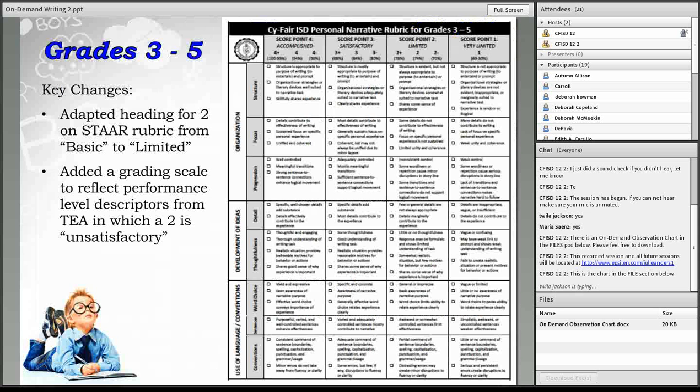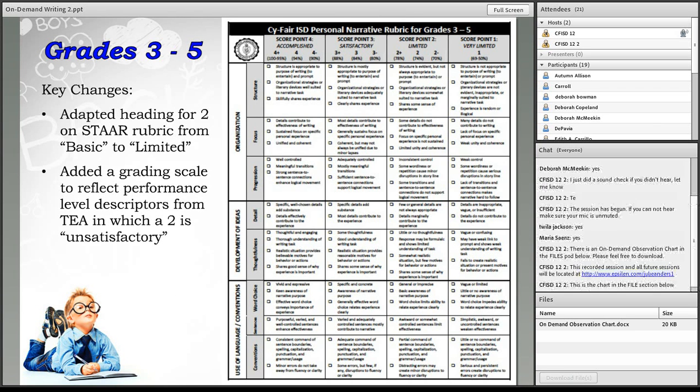This is the grades 3 through 5 rubric. This one truly is for personal narrative, and you can see that it looks very much the same as second grade, with the way the language is at the top of the rubric, and the grading scale is exactly the same. And the bullet points are the key elements that are found in the STAR rubric, just shortened.